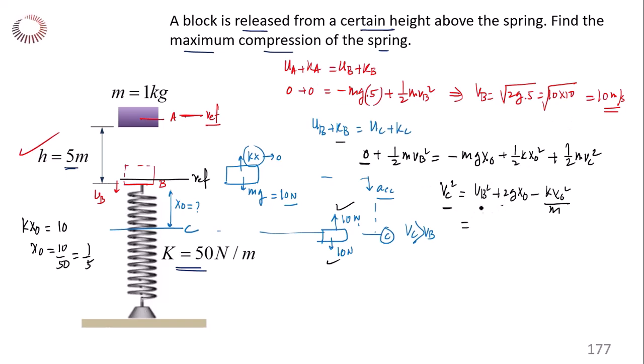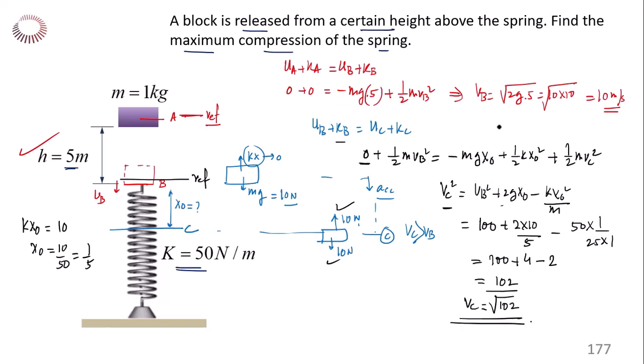Why? Vv square is how much? Vv square is 10, means 100, plus 2 into 10 divided by x naught means 5, minus k means how much? 50, into x naught square means 1 by 25, into mass is 1. So that means I am getting 100 plus 4 minus 2, that means 102. Okay, so Vc square is 102, that is Vc is root of 102.